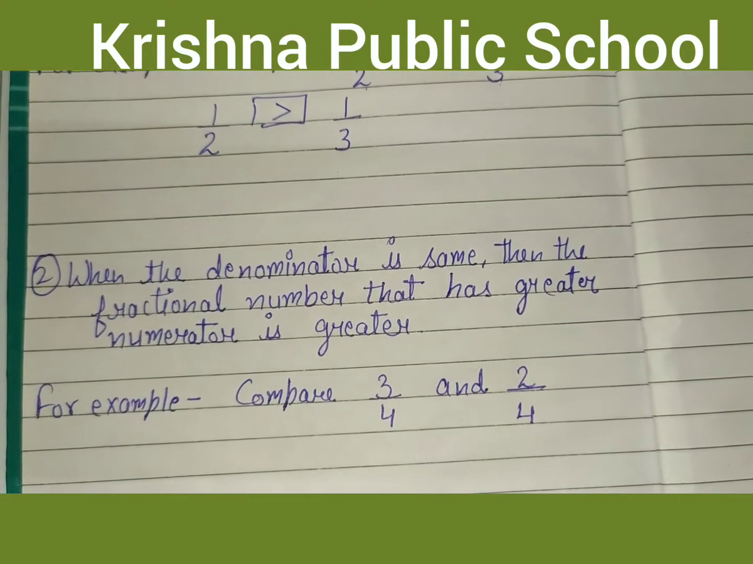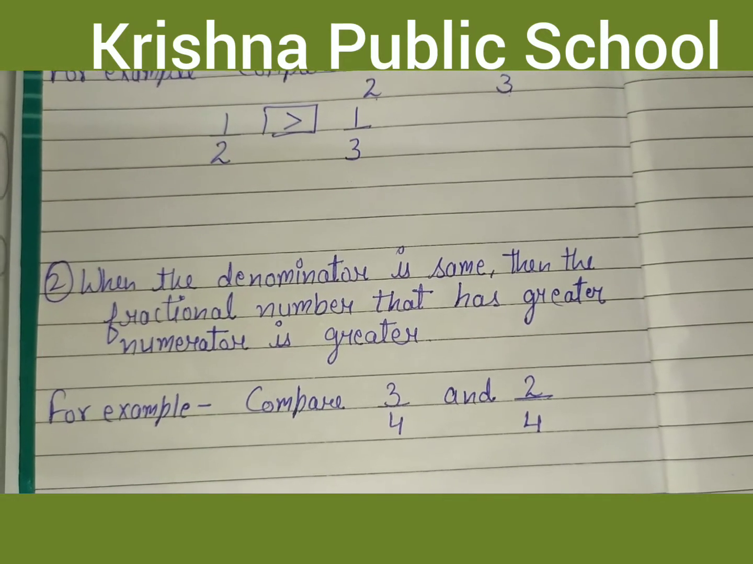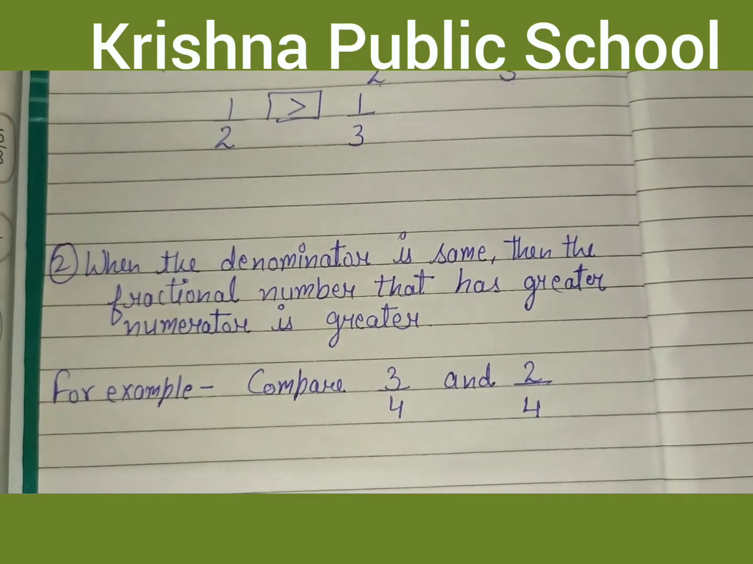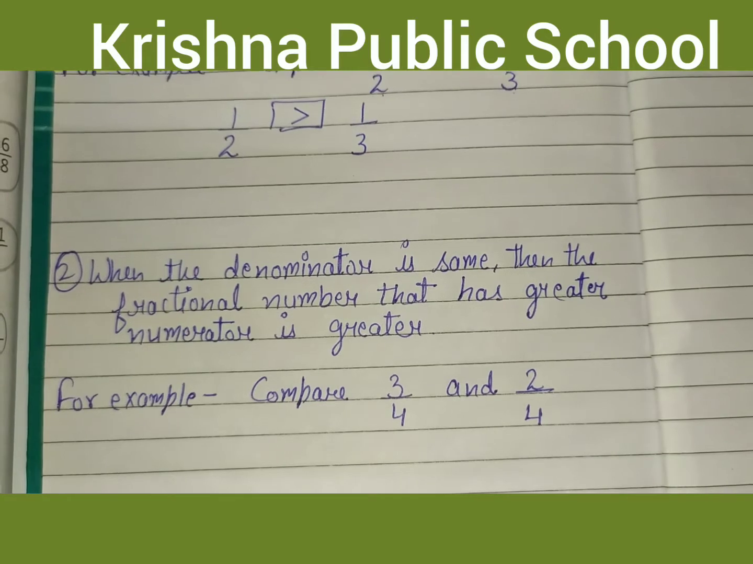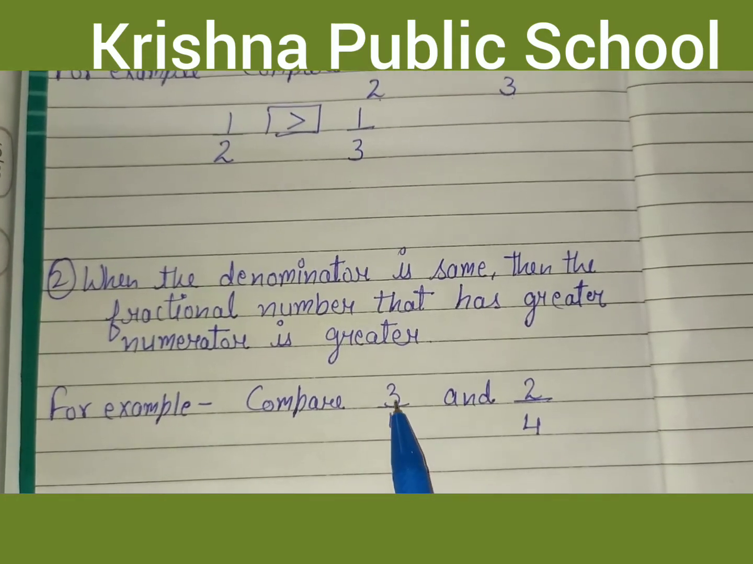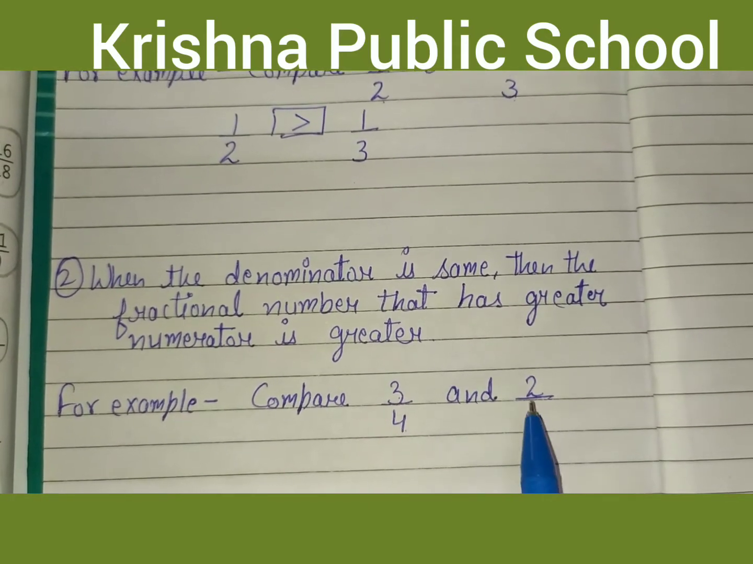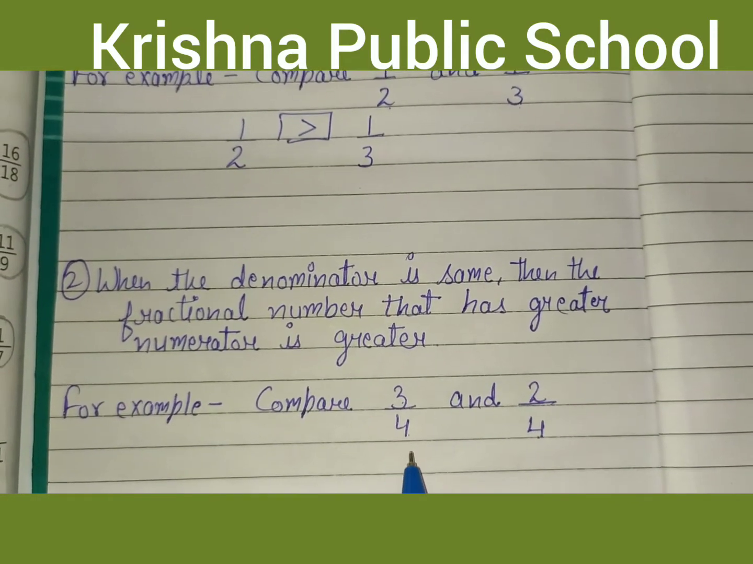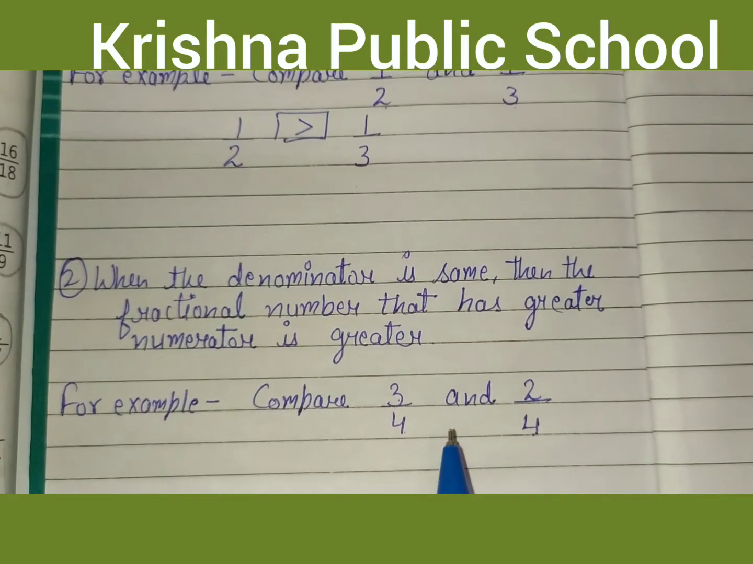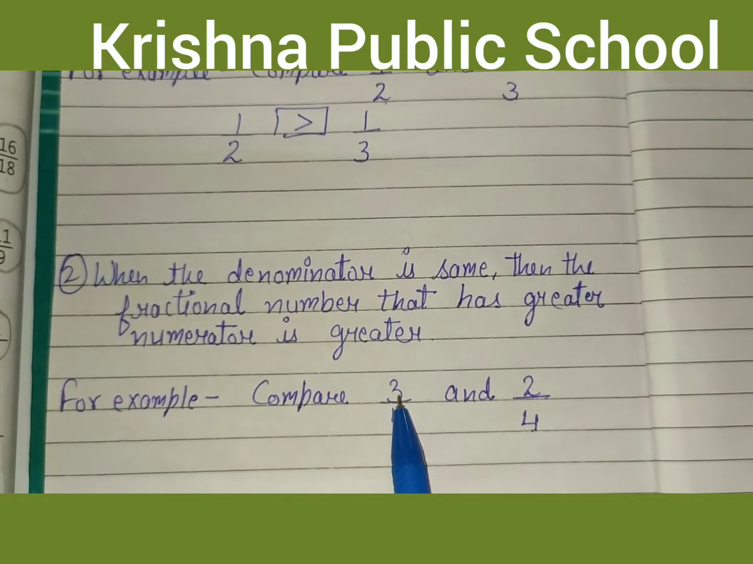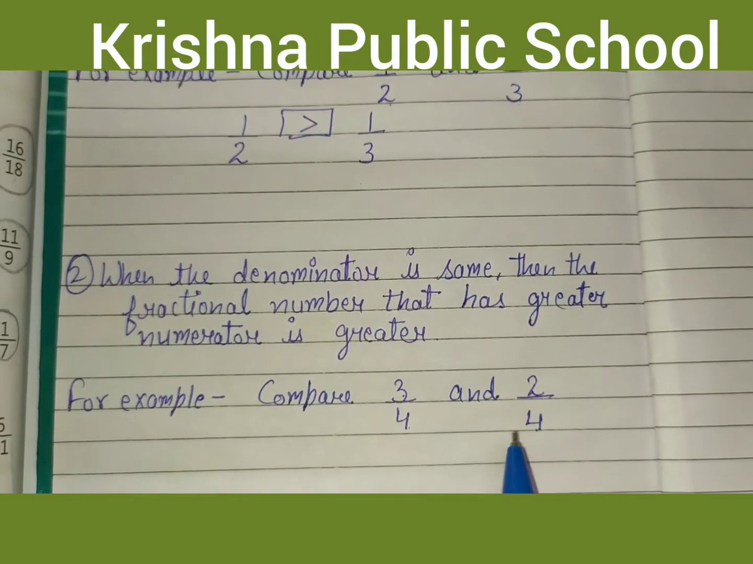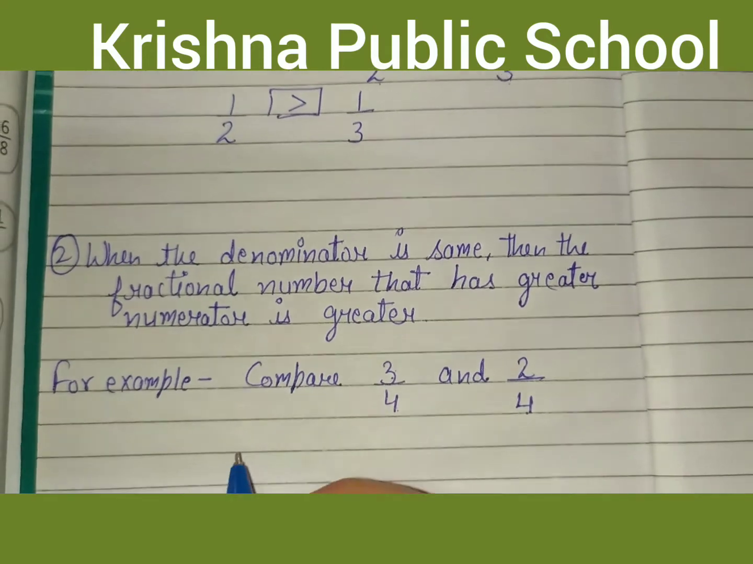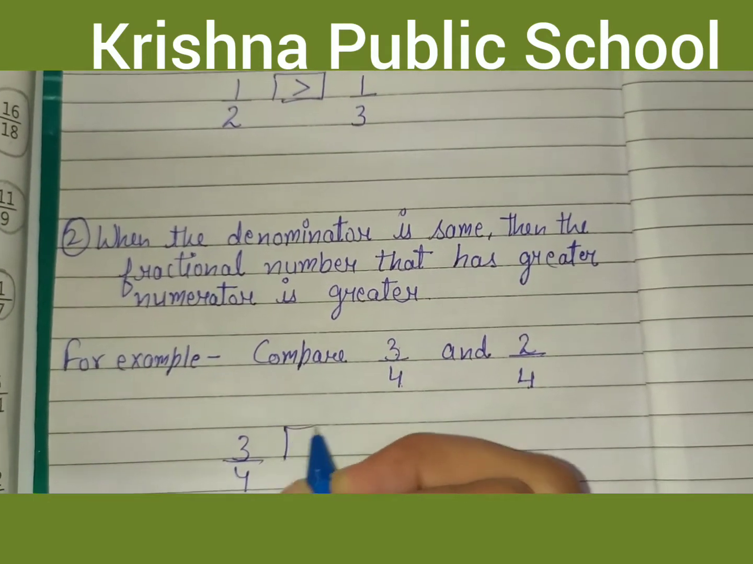Next important point is, when the denominator is the same, then the fractional number that has the greater numerator is greater. For example, compare 3 upon 4 and 2 upon 4. 3 is a numerator, 4 is a denominator, 2 is a numerator, 4 is a denominator. In this, the denominator is the same, 4. 3 is greater than 2. That is why the fraction 3 upon 4 is greater than 2 upon 4. Show the symbol.